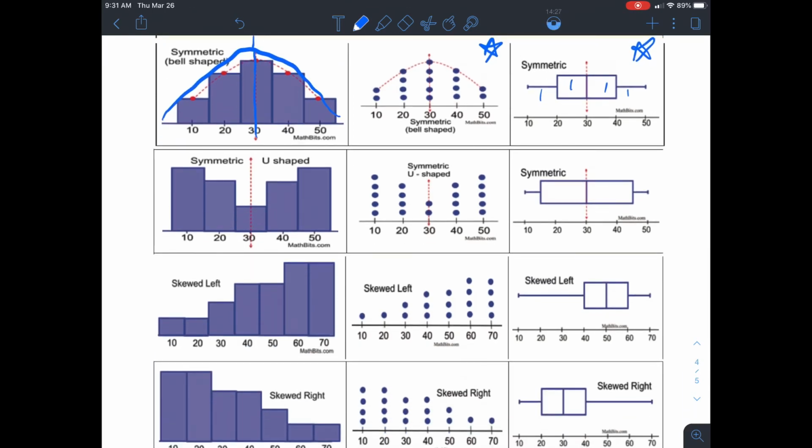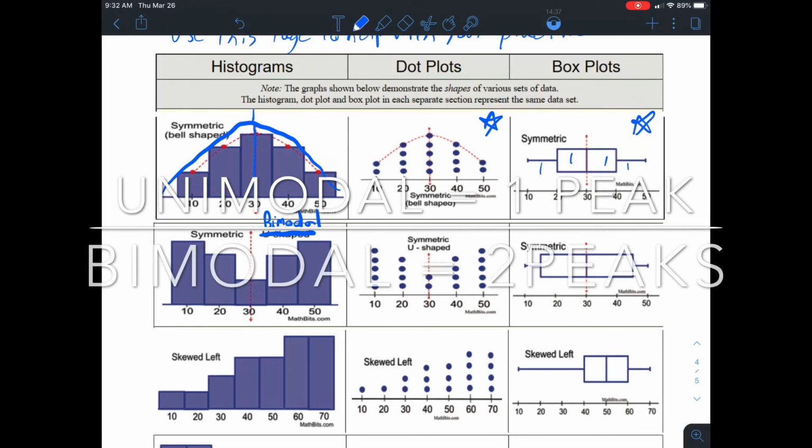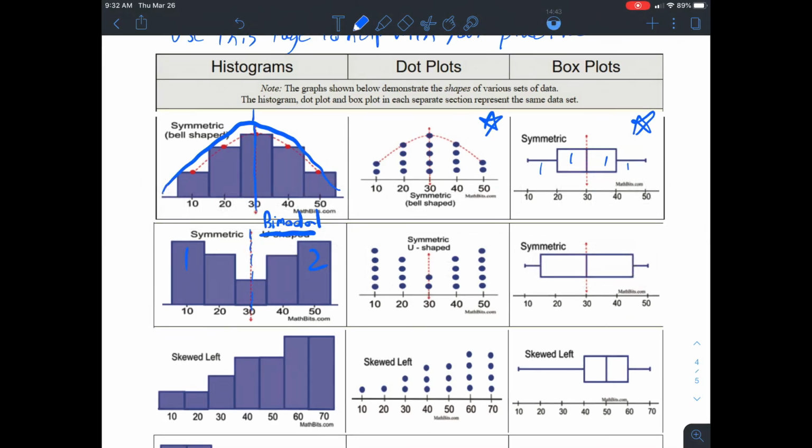Next, we have symmetric U-shaped. Instead of calling this U-shaped, I like to call this bimodal. What does bimodal mean, Mr. Meyer? Bimodal means that it has two peaks, right? So we see one peak here, we see two peaks here. So it would be bimodal. But if we cut it in half, it is still symmetrical.